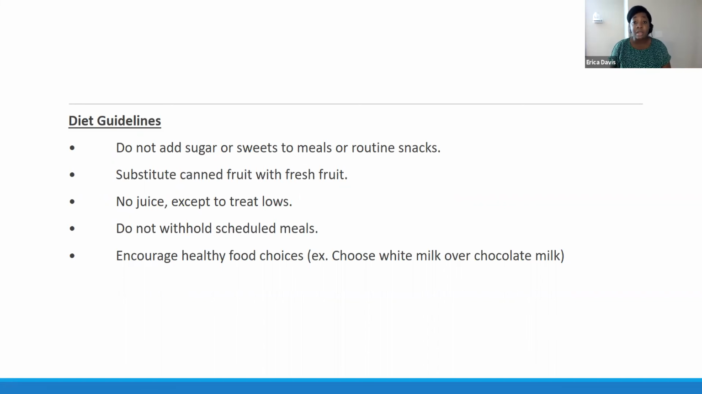We also recommend substituting fresh fruit instead of canned fruit, just since we know that a lot of times our canned fruit options and our fruit cups that have added syrups can also add sugar and potentially have a greater spike in blood sugar for our students instead of just the fresh fruit option. So that's another recommendation. We also say no juice unless treating a low. We know that our juices are going to have a lot of that simple carbohydrate in the drink as well. And so we know that that's a good option if we're treating a low to get that blood sugar up really rapidly, like Erica discussed for the rule of 15.